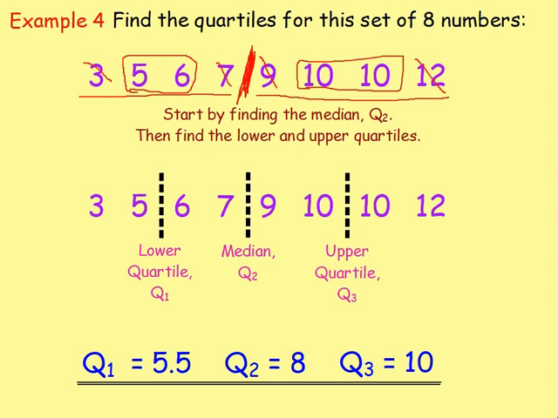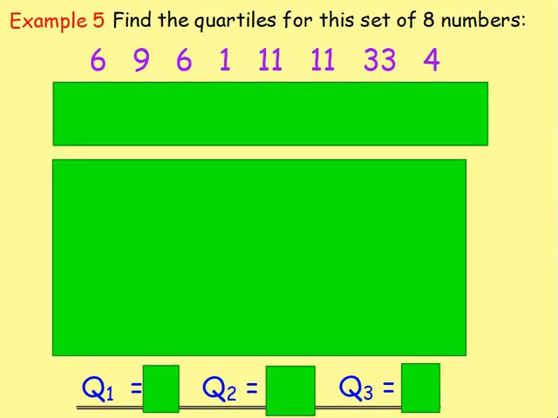Let's do one more. Example 5. Find the quartiles for this set of 8 numbers. So we've got 6, 9, 6, 1, 11, 11, 33, and 4. What do we do with this then? Help me out.